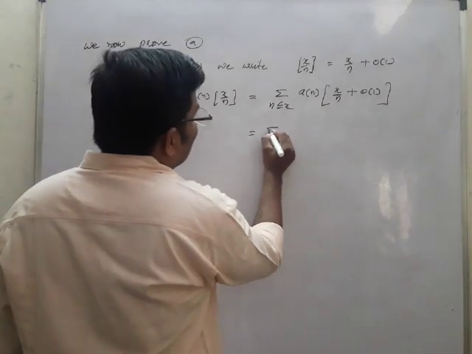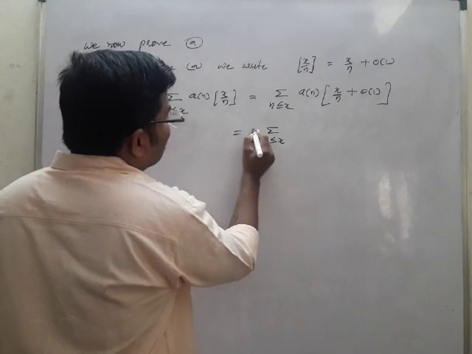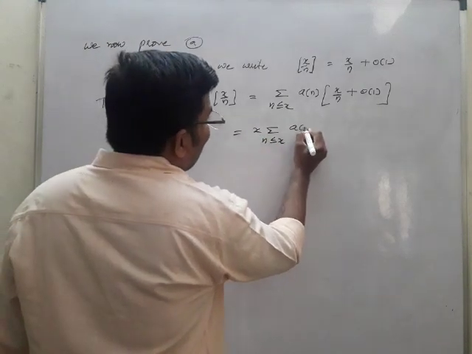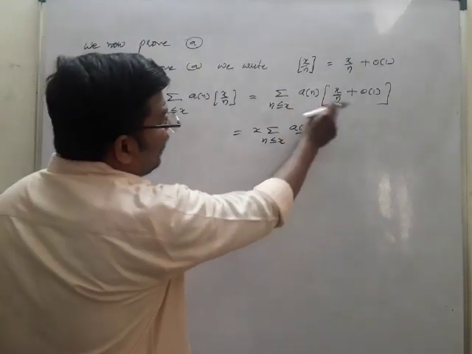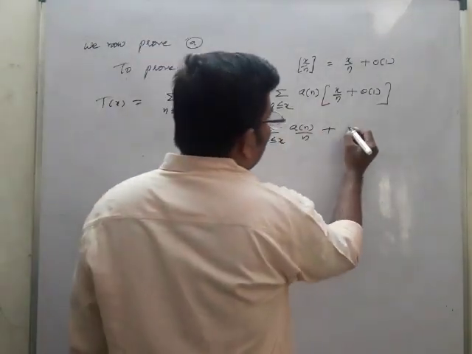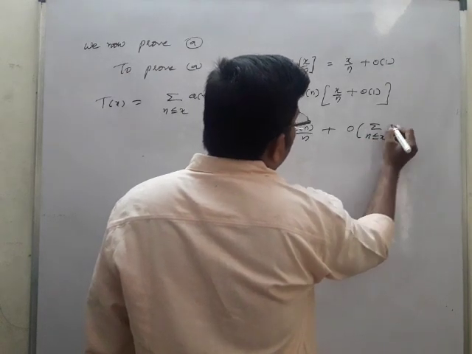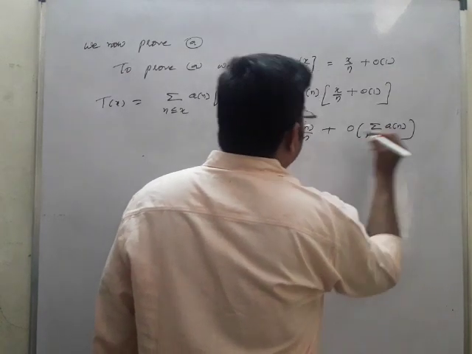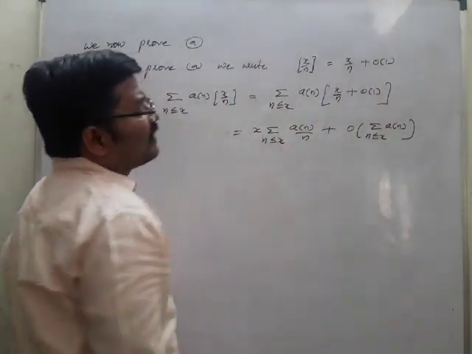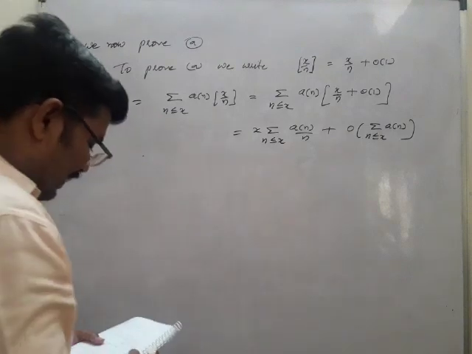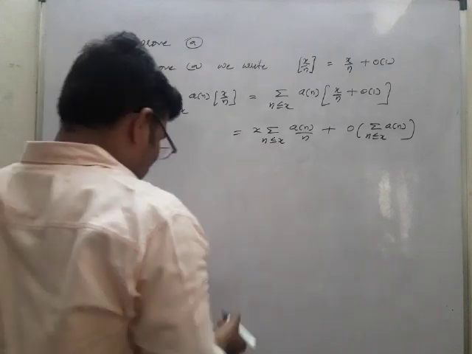So that is summation n less than or equal to x. I may write x outside, and a of n by n. I am just writing x outside, I am just multiplying inside. Next I am writing big O of summation n less than or equal to x, a of n. If I multiply the 1 that is there in that form, this is what you have got as the answer.